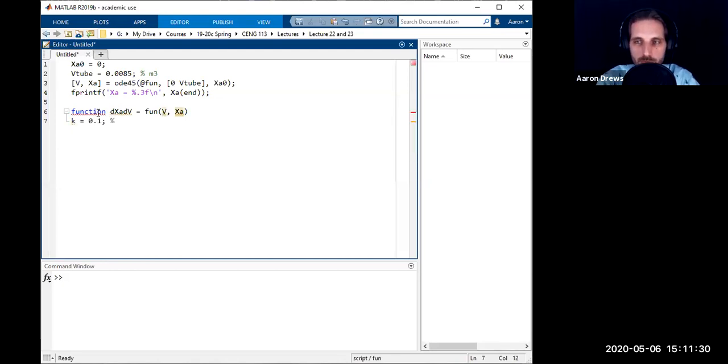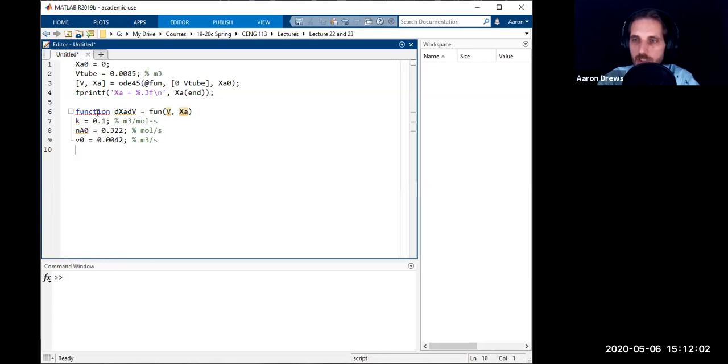We need a couple of our constants. So we know from the problem statement that k was 0.1 cubic meters per mole second, I think is what those were before. And then we had all of those other quantities, right? We had Na0 was 0.322, and that was a mole per second. We knew T0 was 700. Actually, we don't need any of the T's, so let's not worry about that. V0 is 0.0042, and that was a cubic meter per second. What else did we need? We needed a CA0, but we can calculate CA0 as Na0 divided by V0, and that'll be a mole per cubic meter. So we had to calculate one of those.